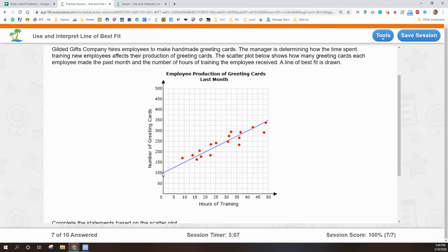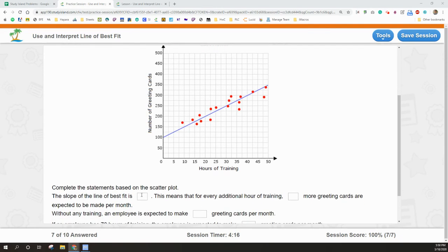So the slope of this line is an increase of 25 greeting cards as the hours of training increase by 5 hours. We can follow that to make sure we're accurate. Another 25 greeting cards. There's another 5 hours, another 25 greeting cards, another 5 hours. If you divide 25 greeting cards by 5 hours, you get your slope. 25 divided by 5 is 5, so that's 5 greeting cards per hour. So we're going to go ahead and type in 5 into that first option. The slope of the line of best fit is 5.